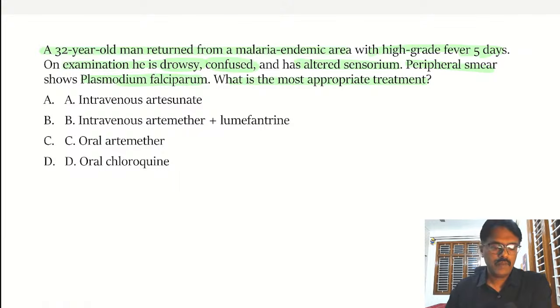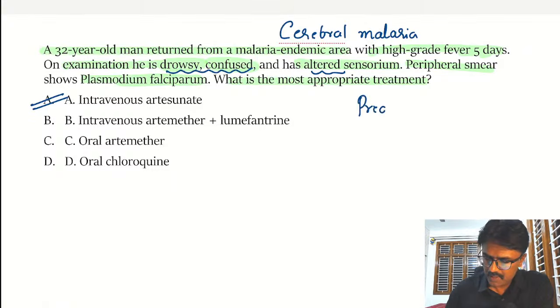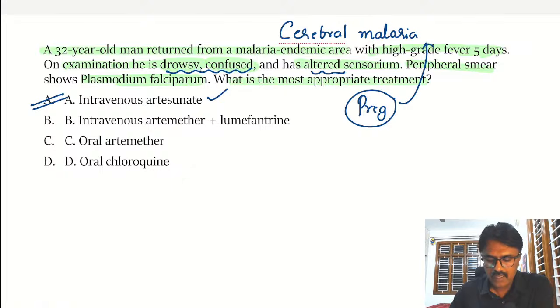So it is Plasmodium falciparum. Now it is not a simple malaria, it's a cerebral or complicated malaria. Why, sir? Fever is high and you see the patient is drowsy, confused and has altered sensorium. So it's an emergency. So the drug of choice is intravenous artesunate. Suppose a pregnant woman develops complicated malaria or cerebral malaria, still the drug of choice remains intravenous artesunate. Okay, single drug will be enough. Then we can give the oral drug.